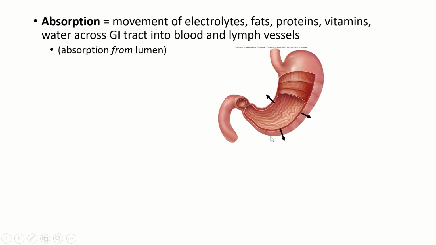Then the next thing that happens is absorption. That's from the lumen into the bloodstream. So this is all the small molecules that have been broken down into pieces small enough to be absorbed. They're going to get absorbed across the lumen into the bloodstream. And then finally, the last function of the GI tract is elimination, which is getting rid of waste.